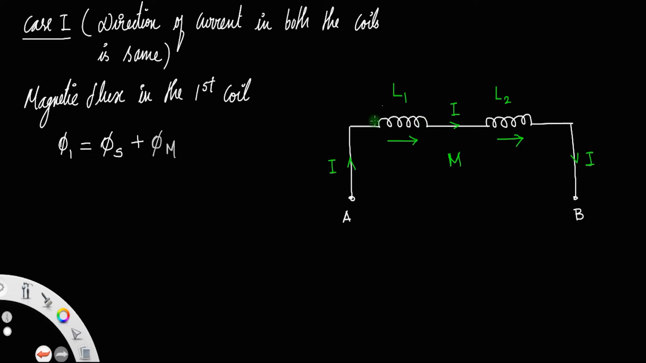That is, the flux in the first coil is due to two reasons. First, due to self-induction in the coil itself, and the second reason is due to mutual induction. So phi 1 will be the self-inductance times the current, plus the magnetic flux due to mutual induction, which is mutual inductance times the current. Since both the coils conduct the same current, that will be L1I plus MI. Clear? Let's call that equation number 1.